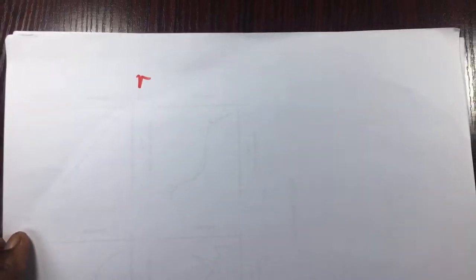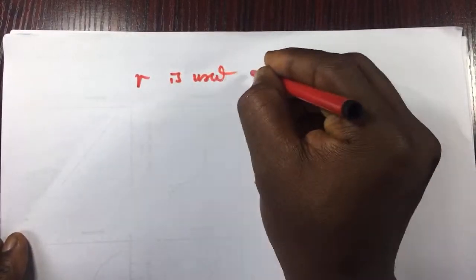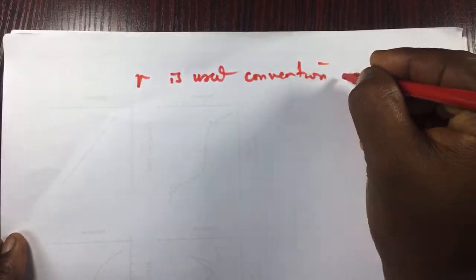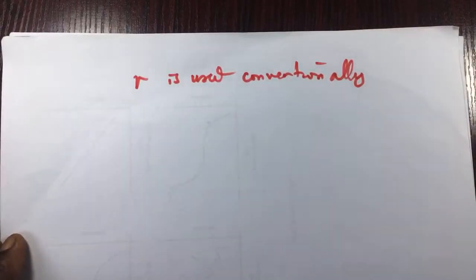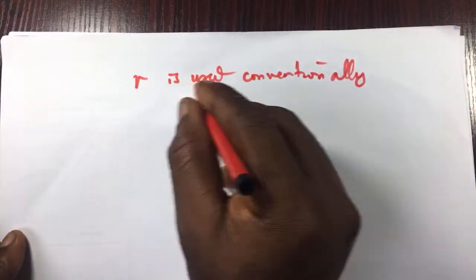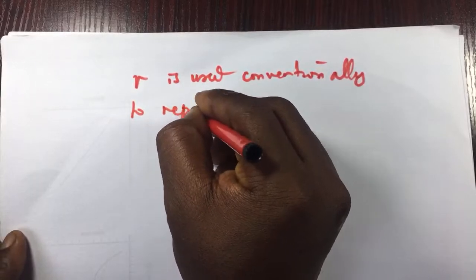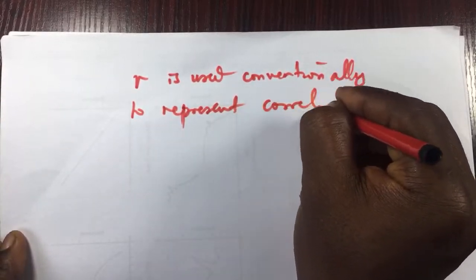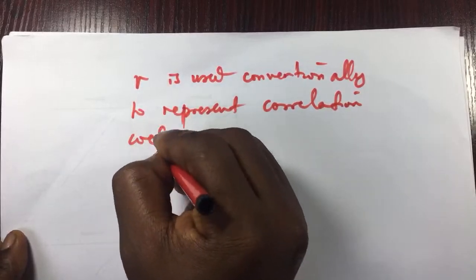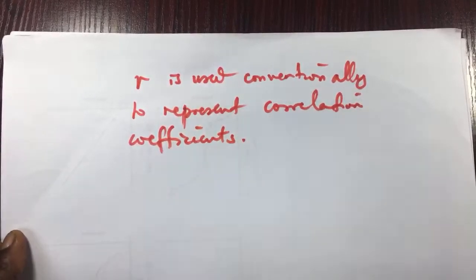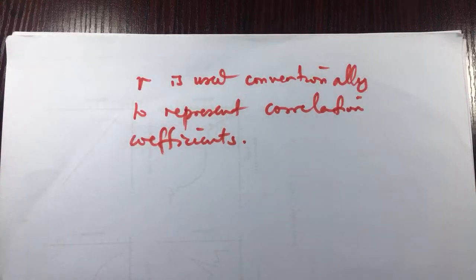Whether you are referring to product moment correlation coefficient, or rank correlation coefficient, or any other type of correlation coefficient, please, statistically, you must take note. R, small letter r or lowercase letter r, is used conventionally. We use small letter r or lowercase letter r to represent correlation coefficients. Okay? So we often use small letter r to represent sample correlation coefficients.